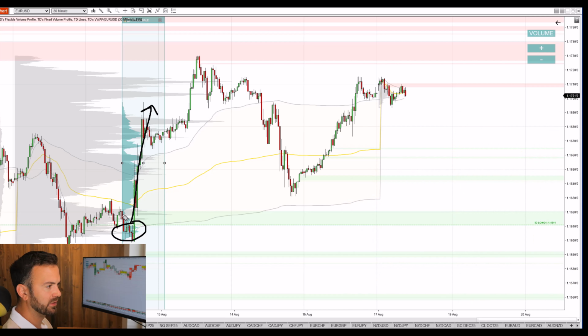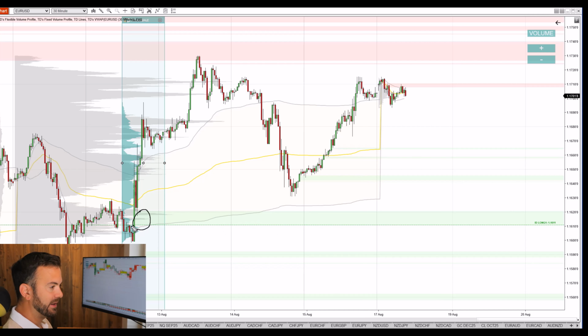I believe this was some macro news, but that doesn't really matter too much. What matters is that there's that aggressivity here. And also, you can see that there's a little fair value gap. That's also a sign of aggressive buyers, right?